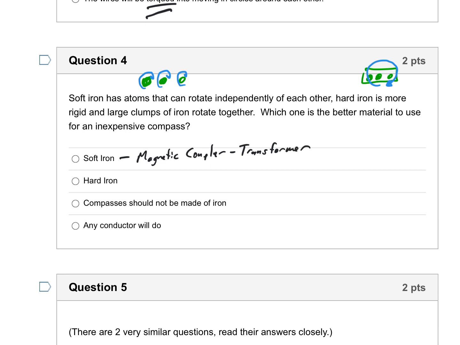Hard iron, that's going to have an entire object rotating together, which is exactly what compasses do. Okay, the entire compass rotates in the magnetic field. Hard iron. Okay. And neither of the last two are even partially correct. All right. That brings us to number 5.